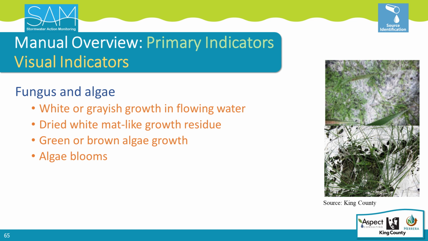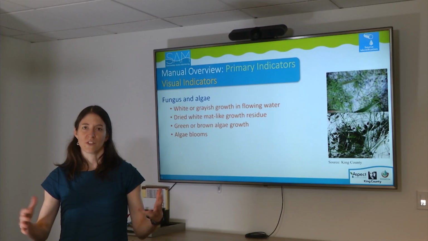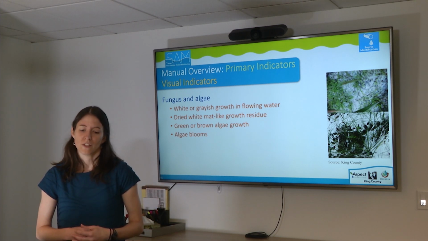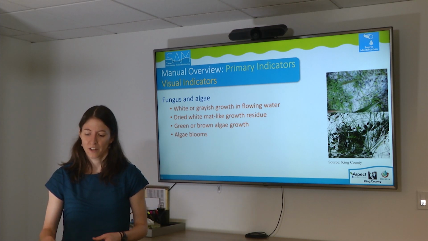We've got this dried white mat-like growth residue, a combination of fungus, algae, organics, and detritus. It's like a thin, dry coating on a solid surface. We've got green or brown algae growth. That could be a natural phenomenon, but as I mentioned earlier, if you're seeing a lot of growth, there might be some other nutrient sources causing that to occur.